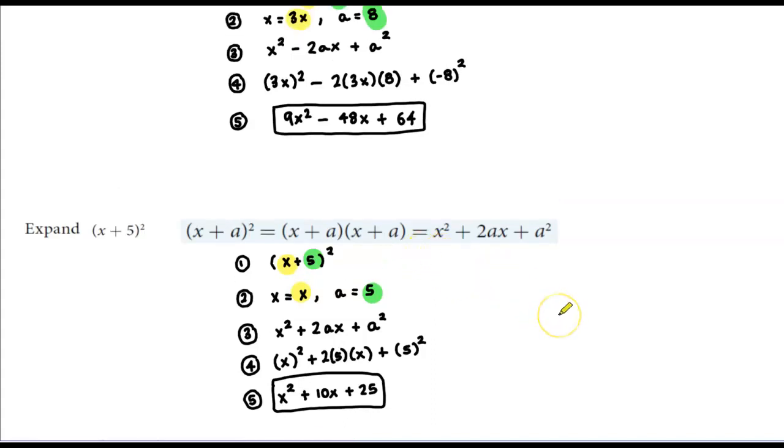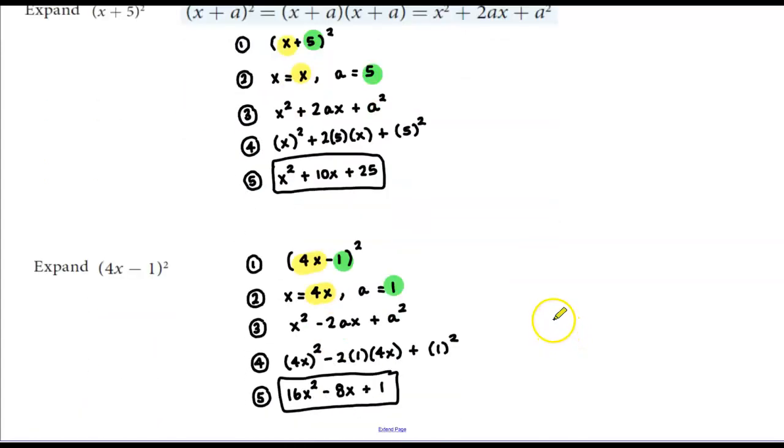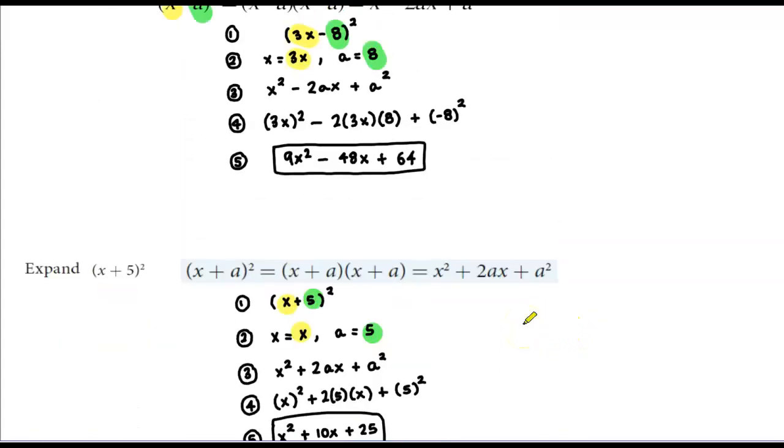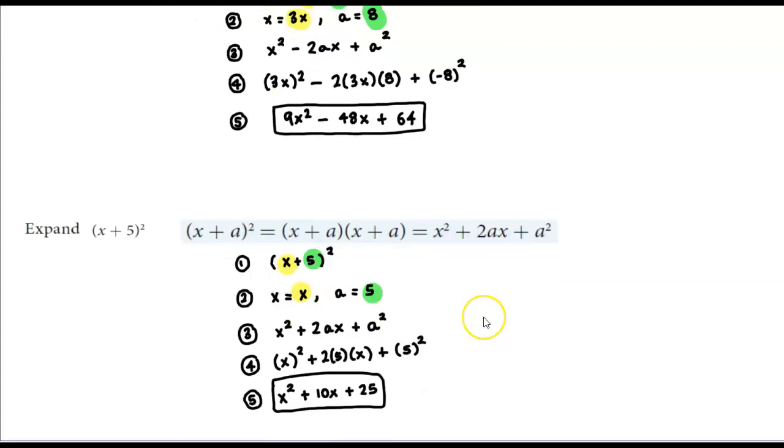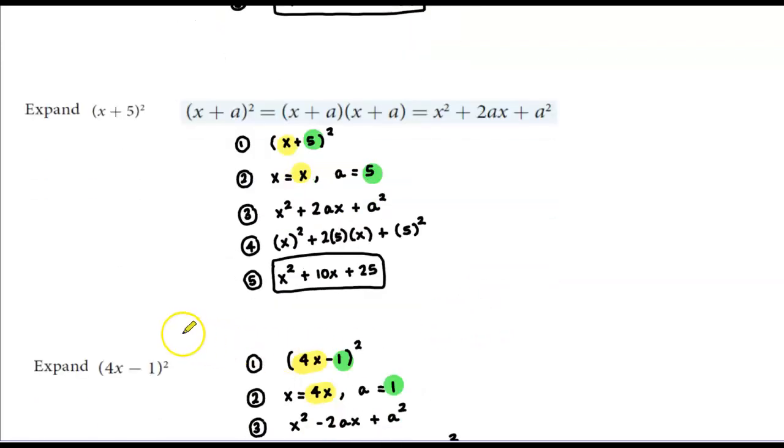Now, we could use the FOIL method in this scenario. We can use the box method. We can use a distributive method. But the key here is that the reason why the perfect square trinomial form exists is because it's a shorter way of being able to get your result, because it's a special product, and we want to keep a close eye on those to make our math a little quicker.